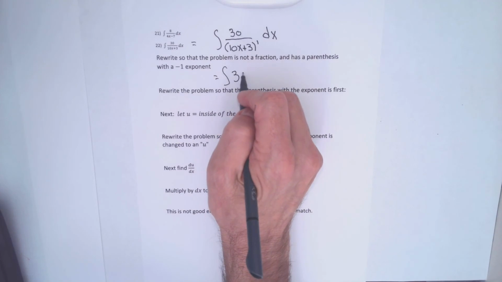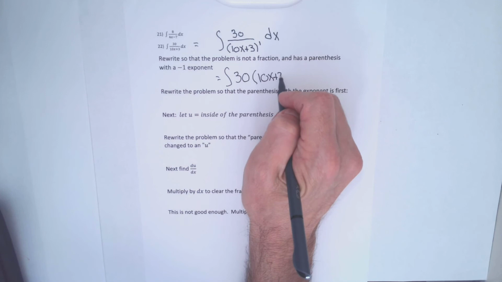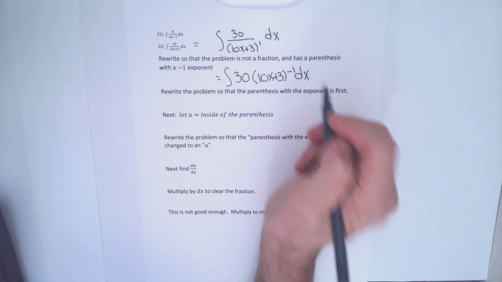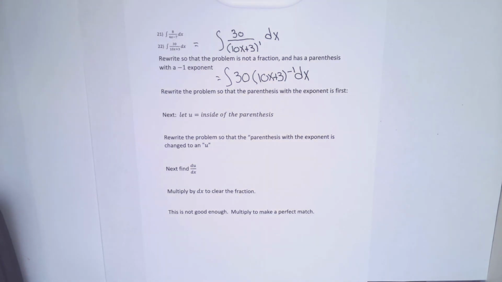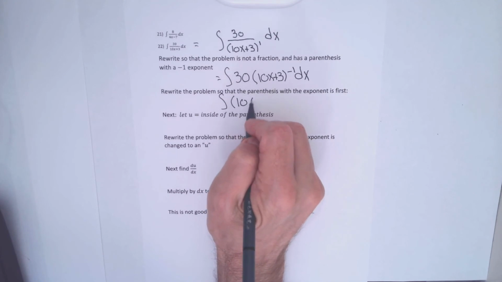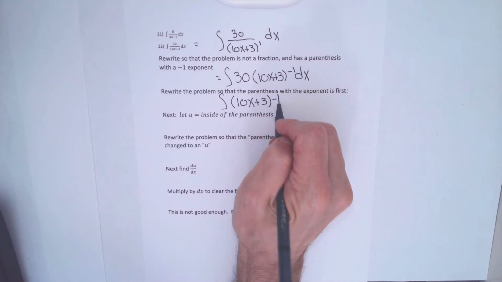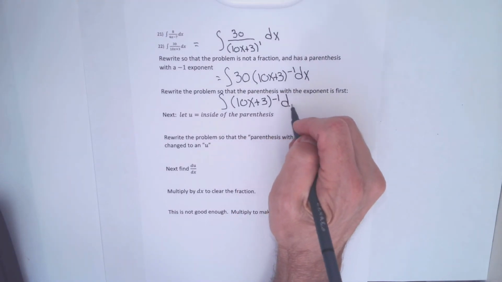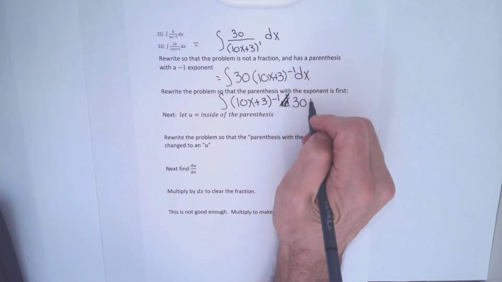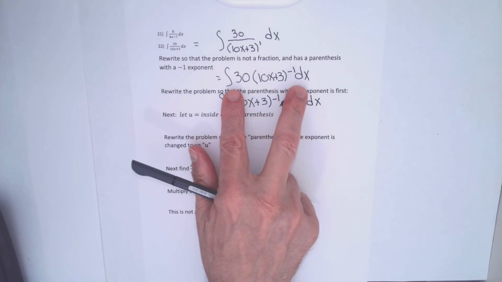I'm going to write 30 times 10x plus 3 to the negative 1 power dx. And when I have parentheses with exponents, it just helps me if I write that parentheses with an exponent first. Again, you might be able to skip steps and get to the answer, and that's a good thing if you can. So after the parentheses with the exponent, I needed a 30 dx.